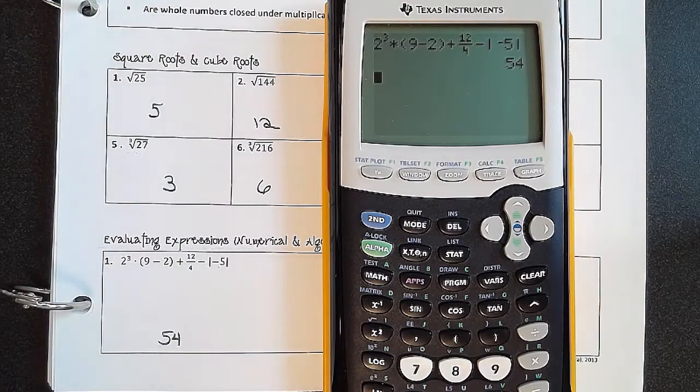Go ahead and try the next one. Don't put brackets in, always use parentheses. So you're going to double your parentheses up on number 2.